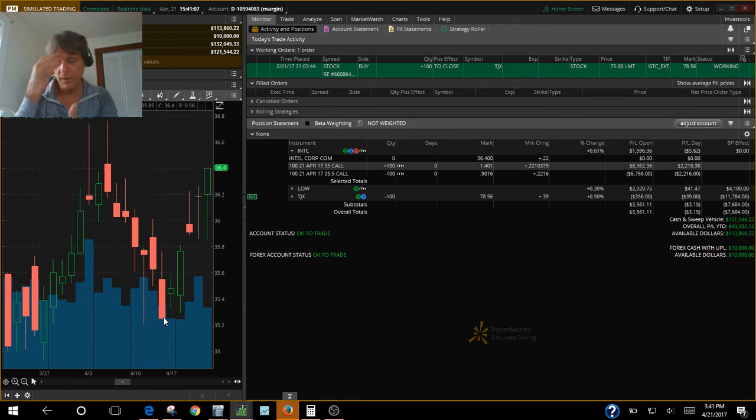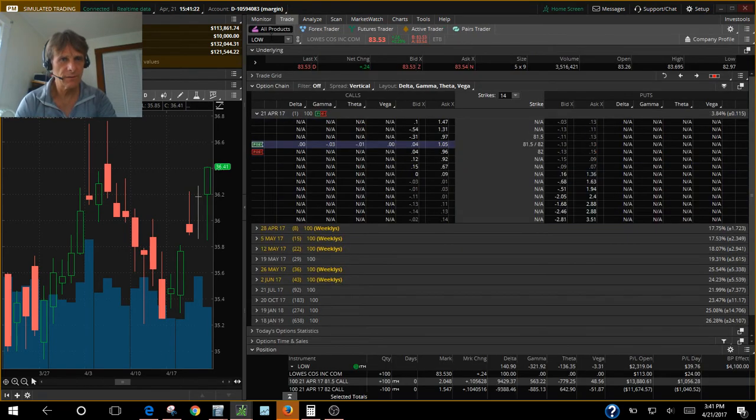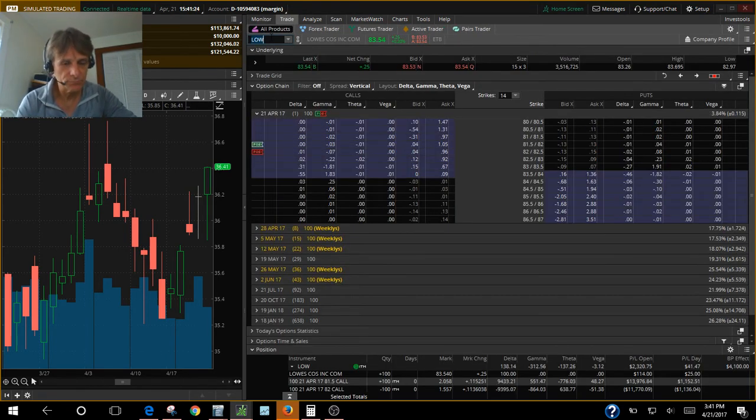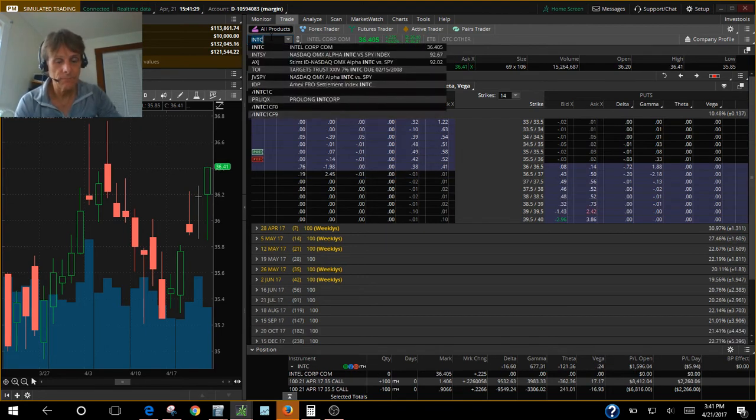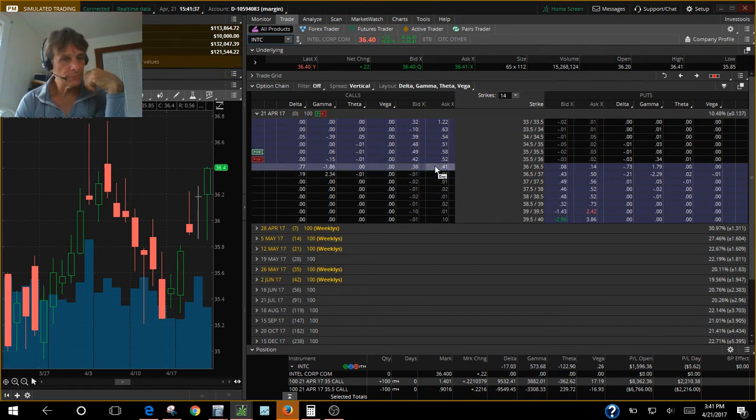So the 35.50 is what I came up with, because that's exactly where the stock was first thing Monday. First Sunday, sorry. INTC. That's where she was, 35.50.